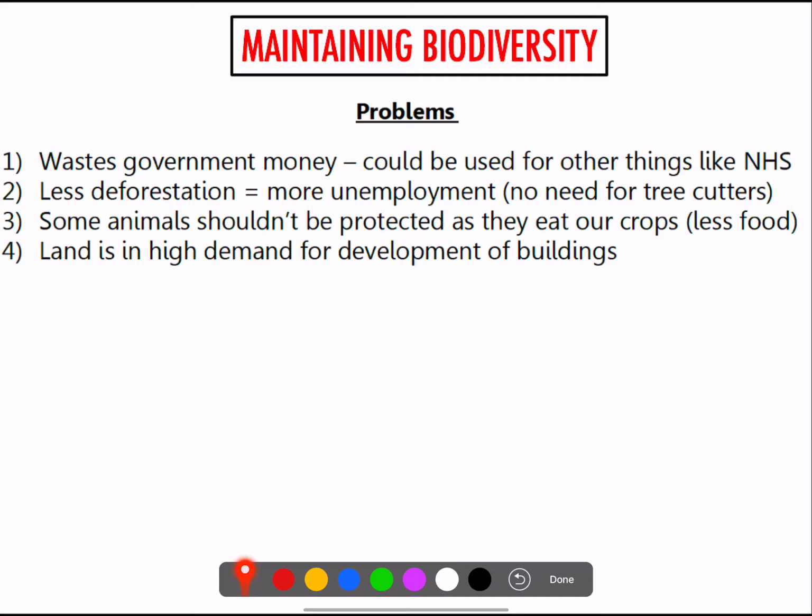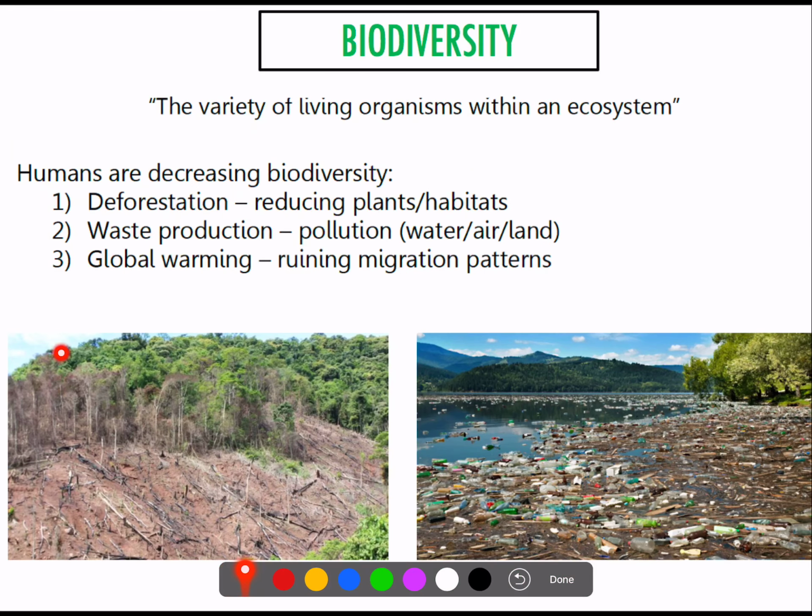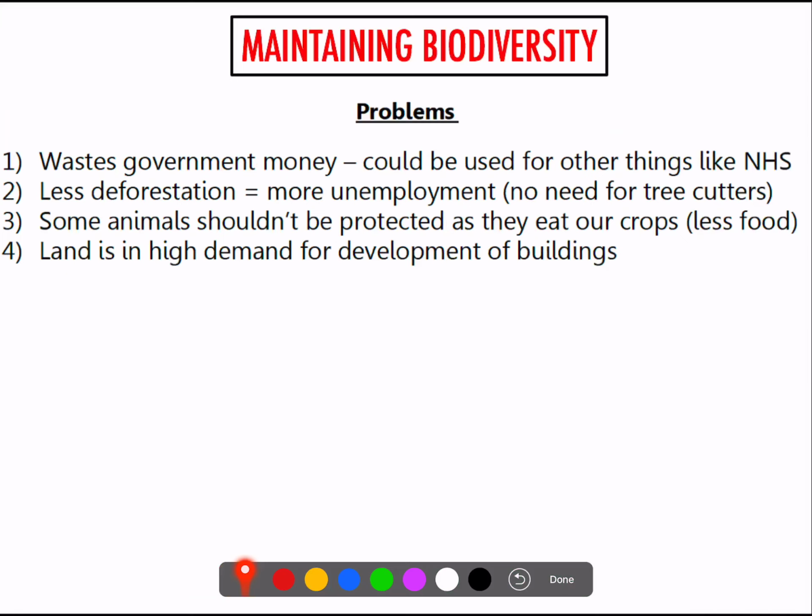The other reason is some animals should not be protected. For example, some people believe that rats waste. Rats, they eat our crops, so let's not protect them. Let's get rid of them. Also, land is in high demand. So right now, a lot of companies will clear up these areas so they can build buildings and homes. So for that reason, a lot of companies want to continue destroying land.